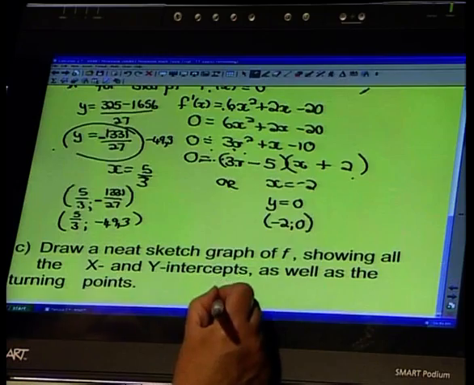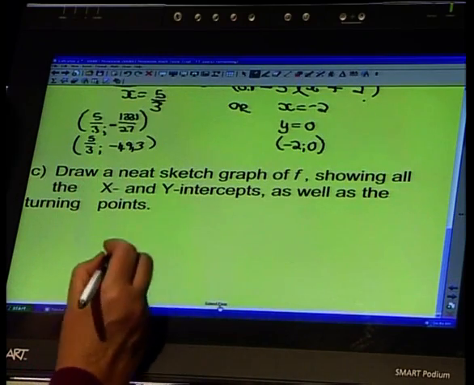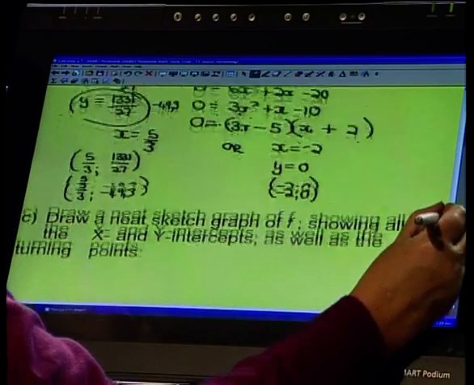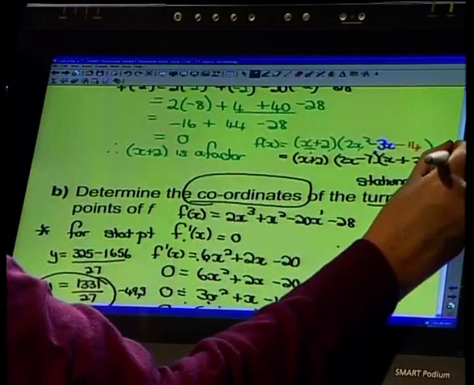Right, now what we're going to do is we're going to finish up this question, and you'll see that the very next thing they ask you to do is to sketch a neat sketch of this. Now, remember what I said to you right in the beginning. I said when we look at it, the first thing I would like you to do is to look at the shape.